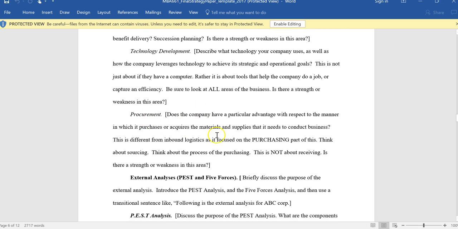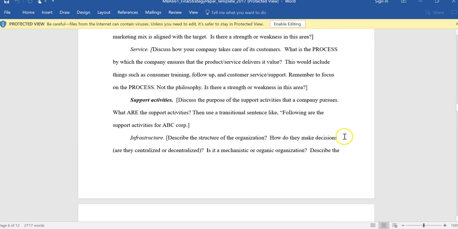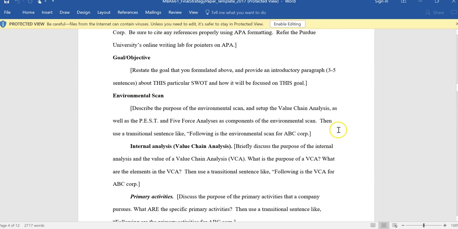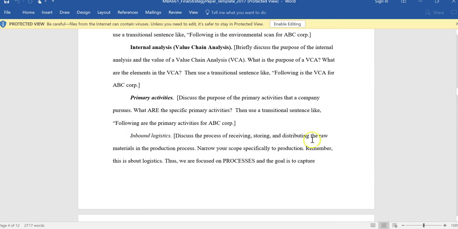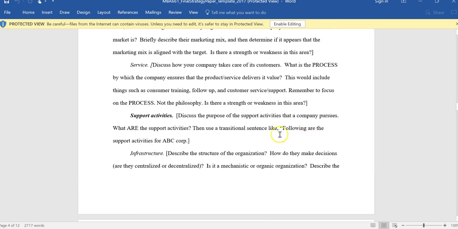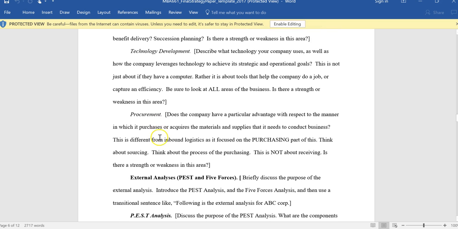And finally, you get to procurement. Procurement is a little bit different. Where we were talking about inbound logistics, it was about the process by which they actually come up with all the raw materials that they need. This is more purchasing. So do they actually have relationships with vendors that are going to matter? Do they have a process that actually helps them better than anybody else? How do they source? Do they source locally or do they source globally? Do they have relationships that allow them to access things better?